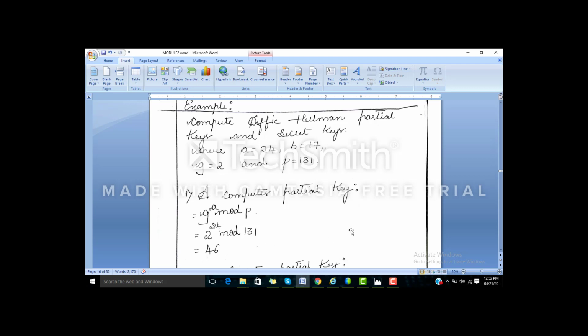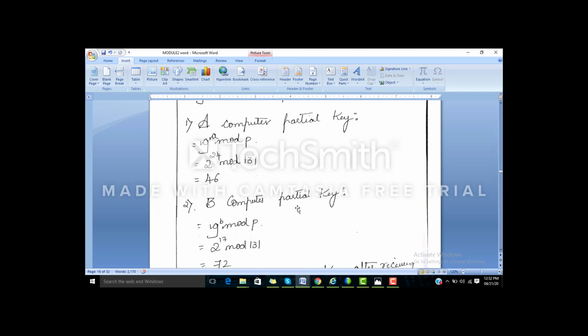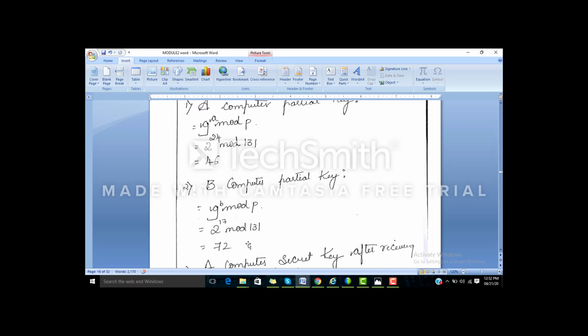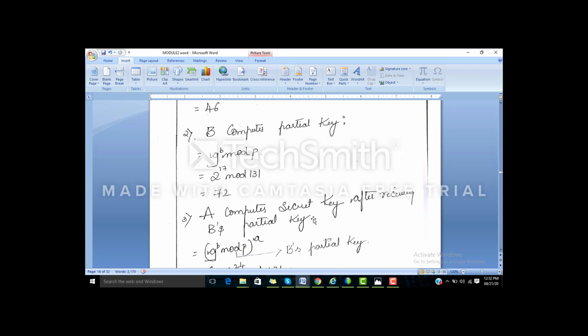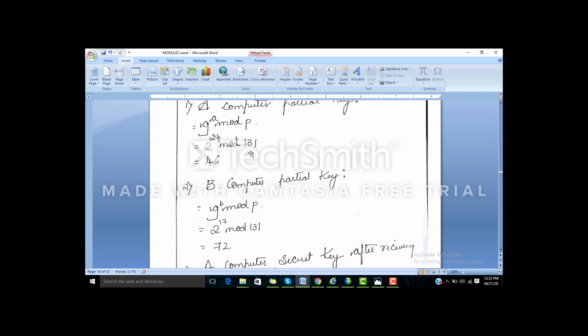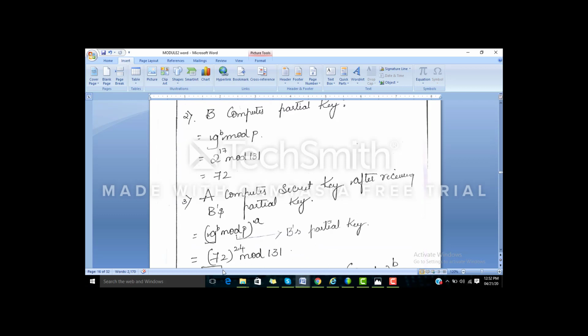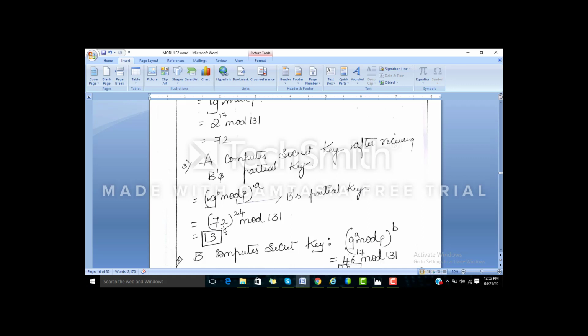So A computes the partial key using the formula G to the power a mod P, and we get the partial key as 46. Similarly, B creates its partial key using its own random number b, which is 17 here, so it gets 72. Now A computes the secret key after receiving B's partial key. We know that B's partial key is 72, so using it, to the power a, which is its random number 24, it creates the shared secret, which is 13.